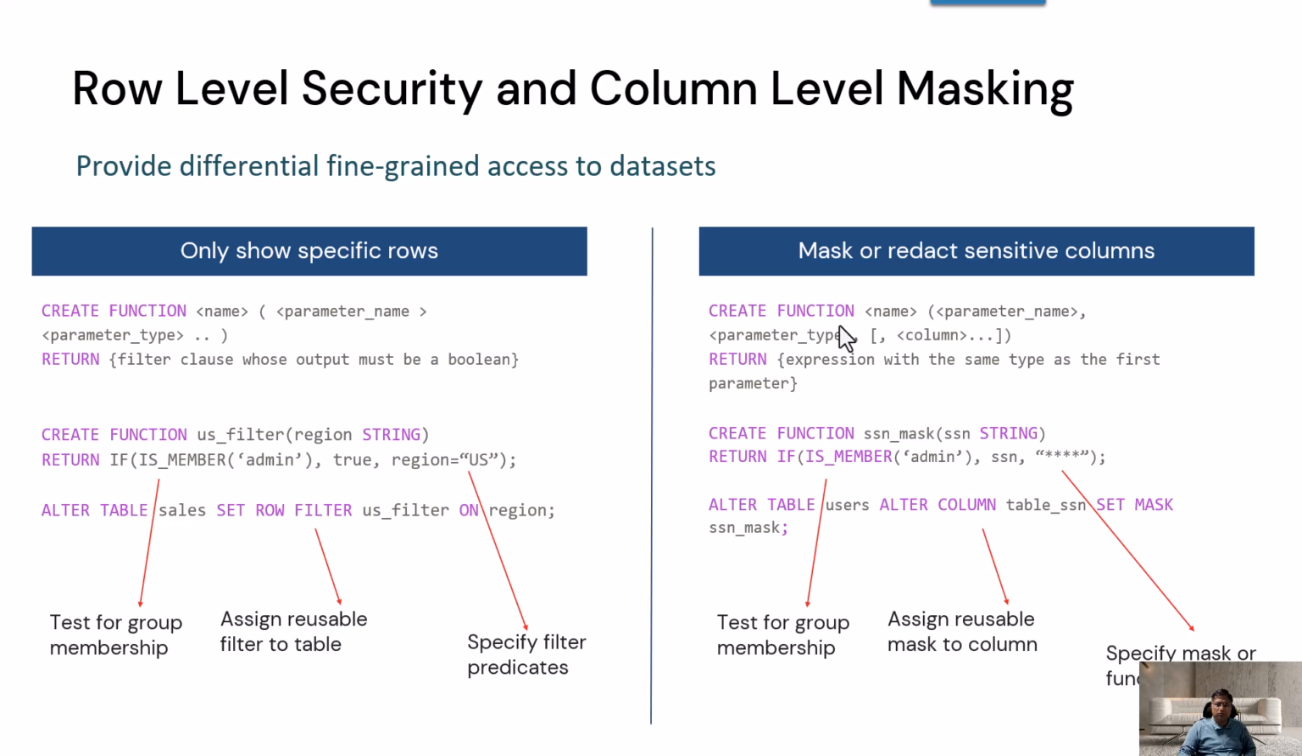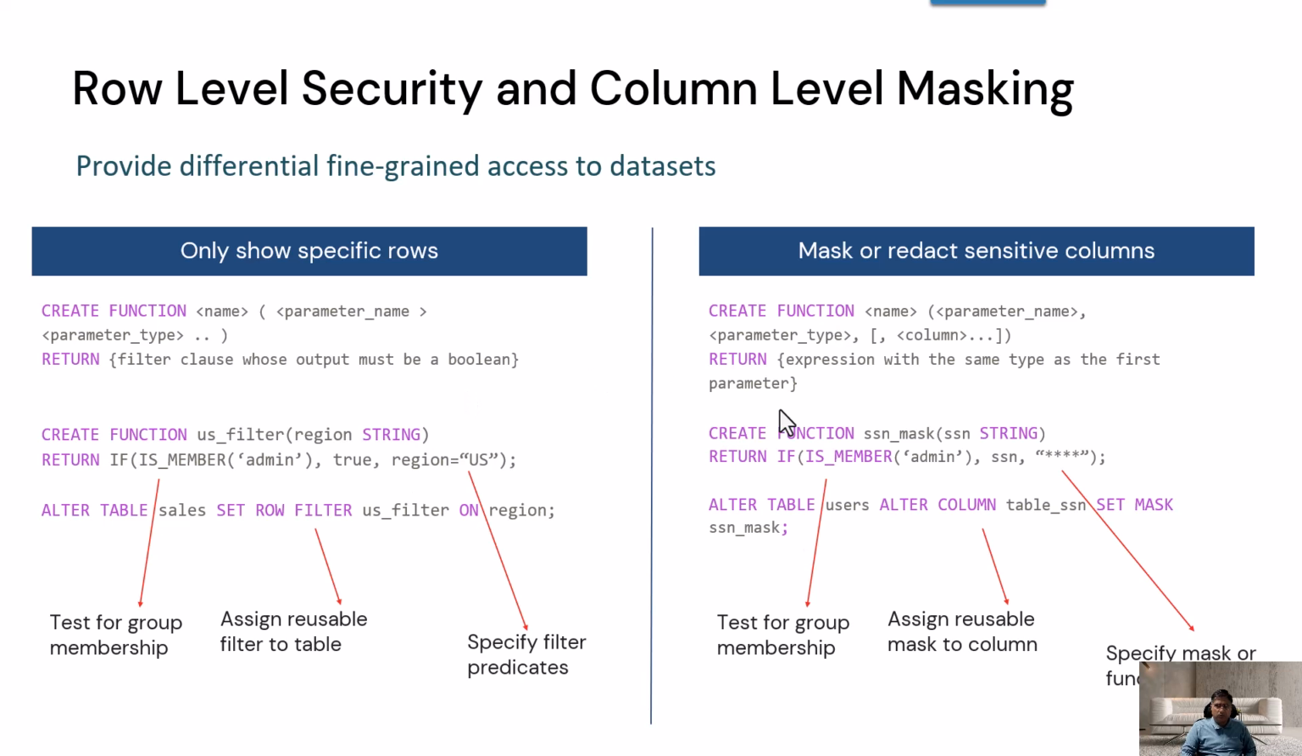Now let's come to column level masking. Column level masking is used when you want to mask sensitive columns like PII columns. One example is SSN. You don't want to display SSN to all the users. For users who belong to the admin group, you want to display all the SSN digits. For other users you want to display only stars, or only the last 4 digits of the SSN number.